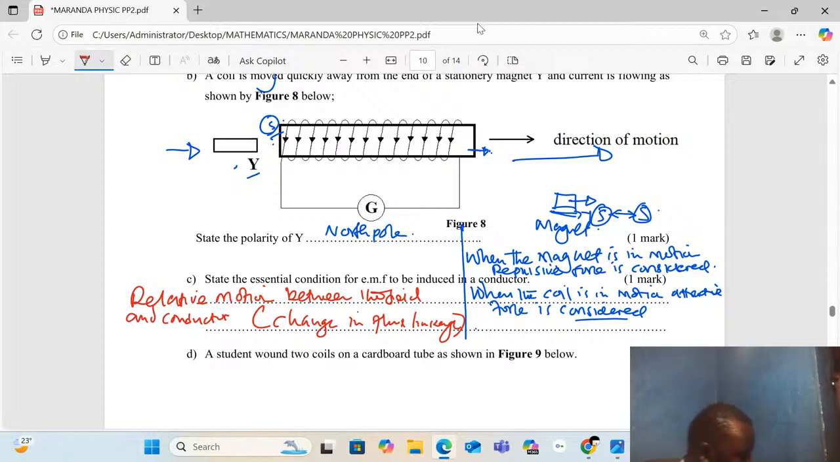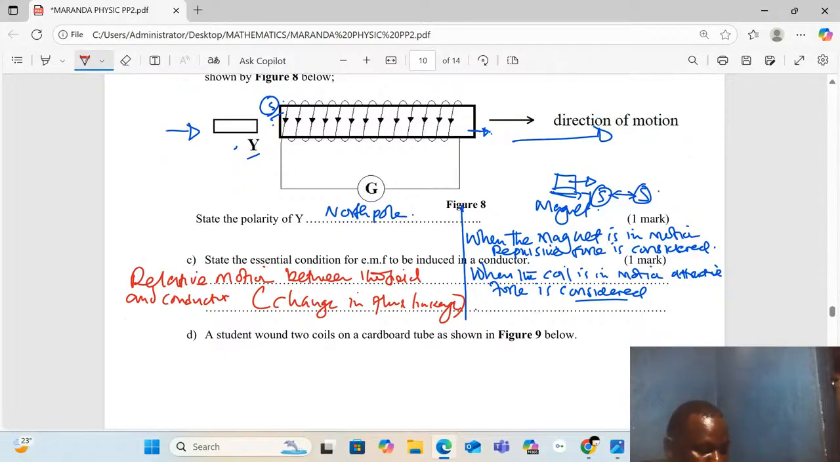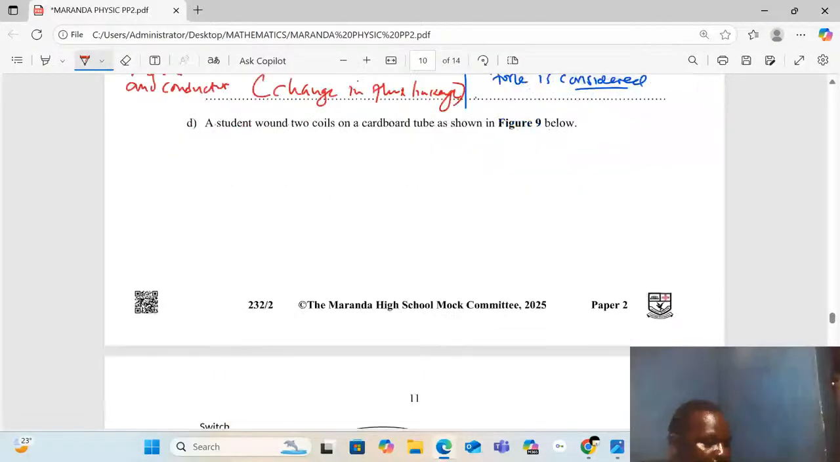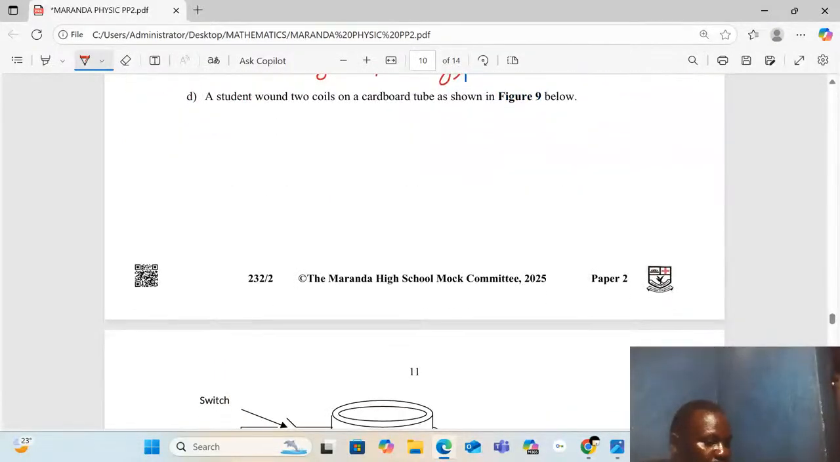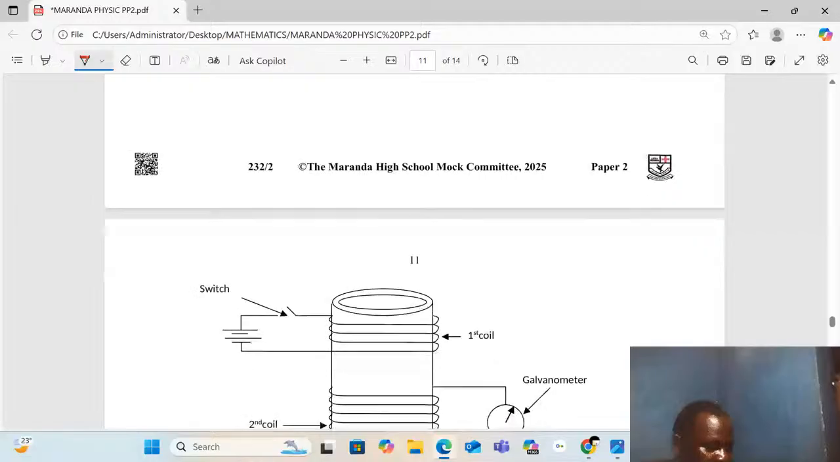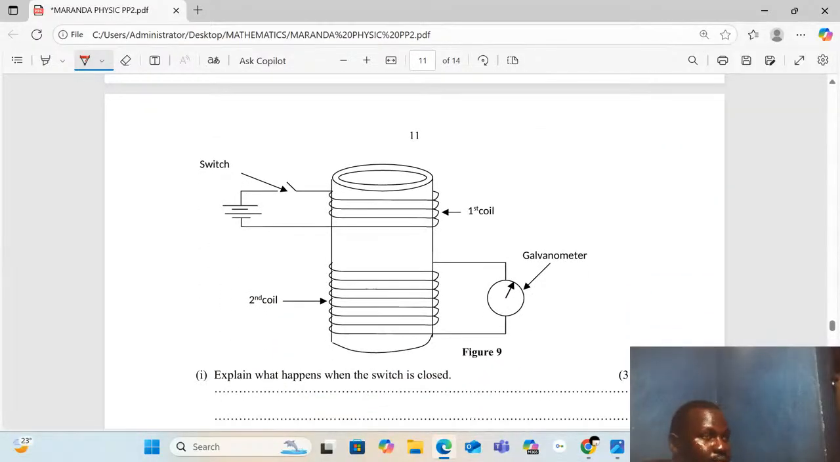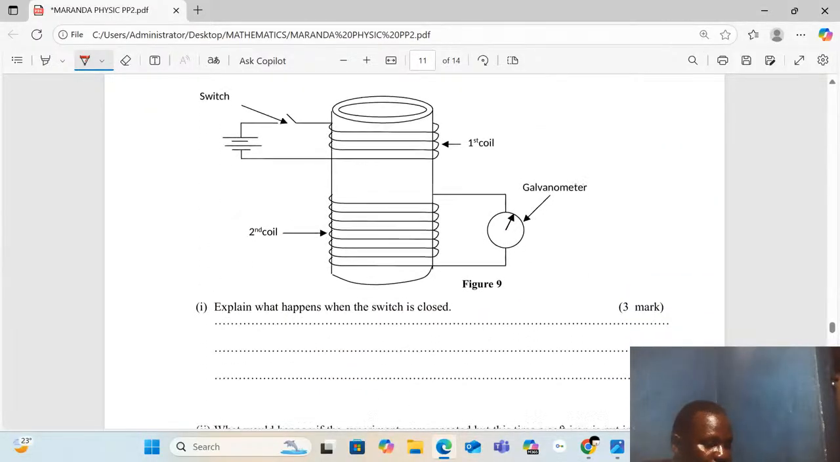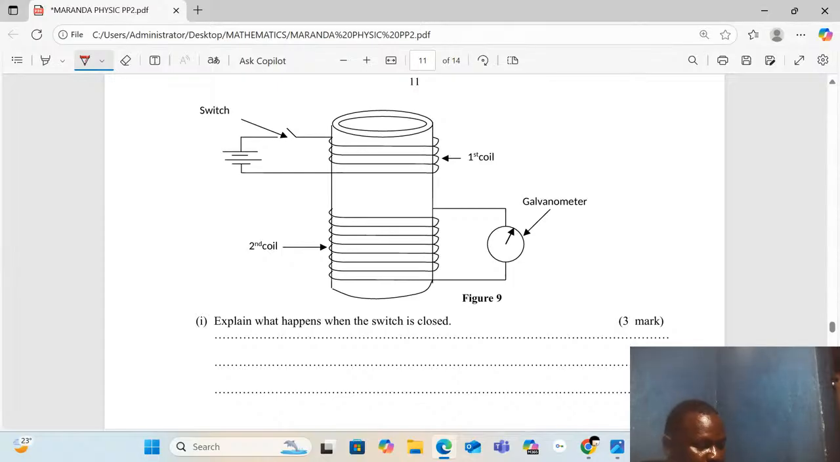So now we can move to part D, which says a student wound two coils on a cardboard tube as shown. So this is the tube, and this is the windings of the coil. Explain what happens when the switch is closed.